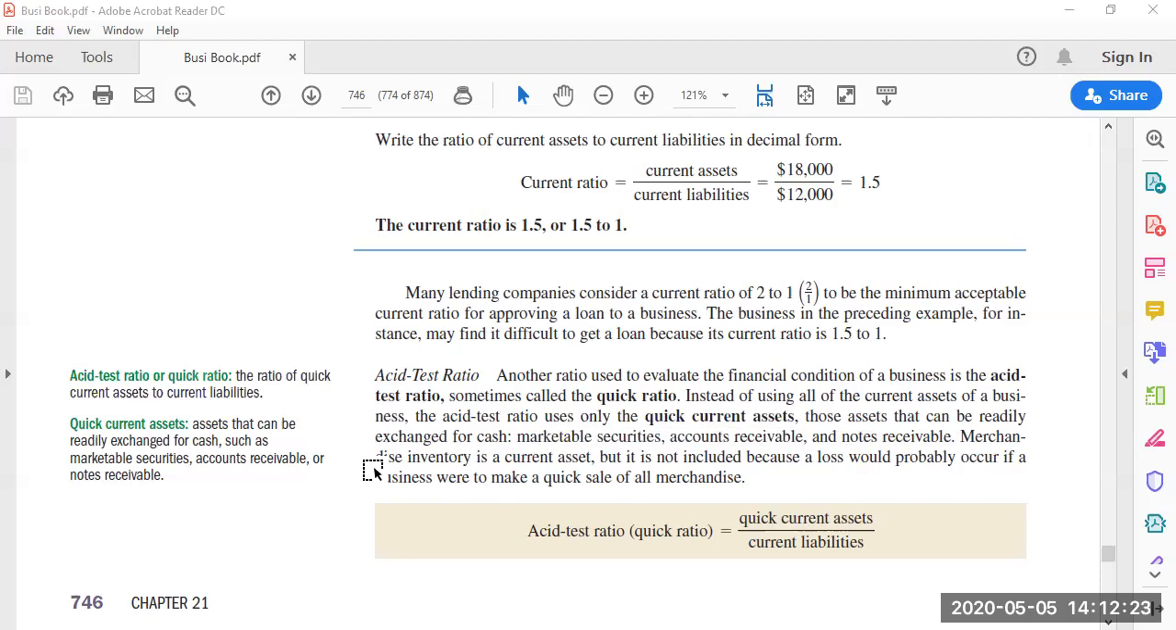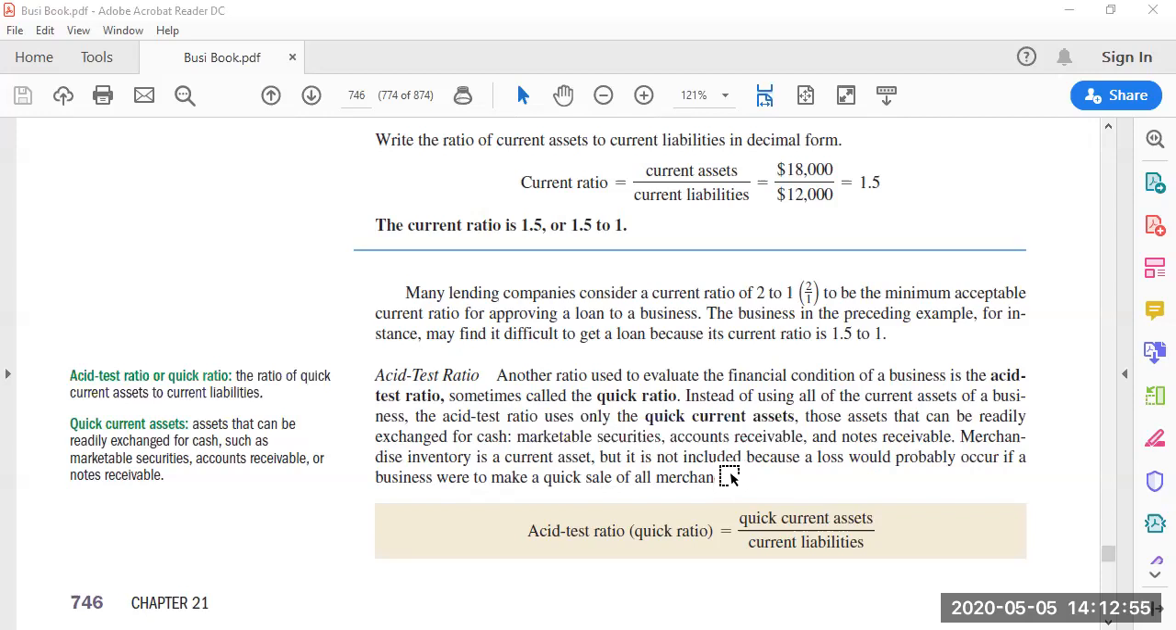Now, your merchandise inventory, even though it is a current asset, we don't generally group that with our quick current assets, because a loss would probably occur if a business were to make a quick sale of all their merchandise. So that's the reason why they don't usually use that. You don't want to basically sell everything at a loss if you're trying to get money, because that's not the reason you're in business. You're in business to make a profit. So we don't use that in our ratio for the acid test ratio.